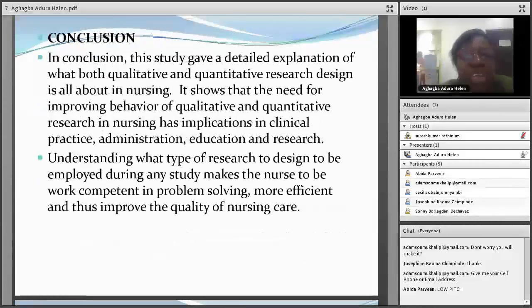With this, new technologies and strategies in patient care may be developed. In conclusion, this study gave a detailed explanation of what both qualitative and quantitative research design is all about in nursing. It shows that the need for improving behaviors of qualitative and quantitative research in nursing has implications in clinical practice, administration, education, and research. Understanding what type of research design to be employed during any study helps one work competently in problem solving, be more efficient, and thus improve the quality of nursing care.